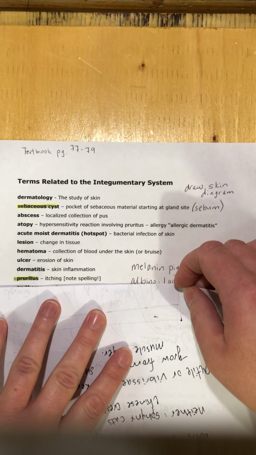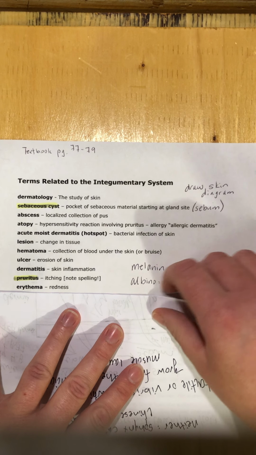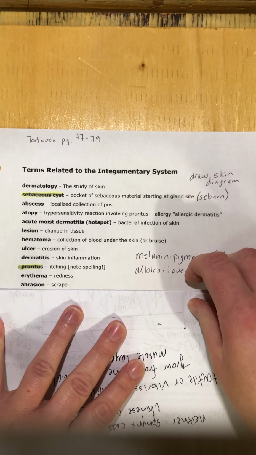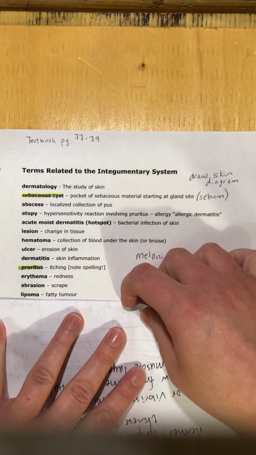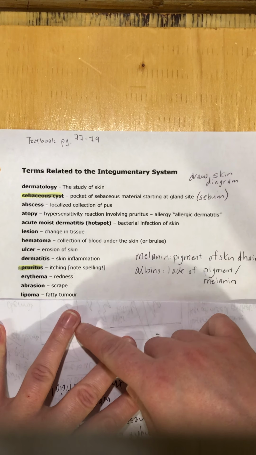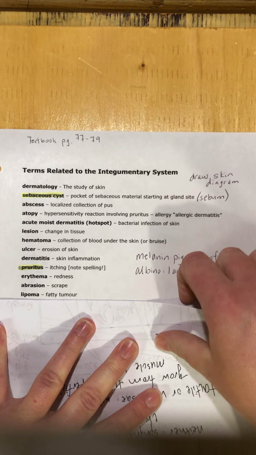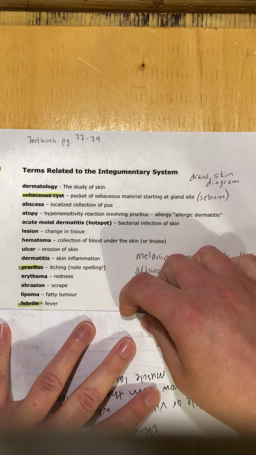Dermatitis, that's skin inflammation. We talked about pruritus already. Erythema means redness. An abrasion is a scrape. Think of elementary school: if you fell down in the playground, you'd have an abrasion, you'd skin your knee. A lipoma, so lip means fat and oma means tumor. It's a fatty tumor. Lots of dogs are really prone to having lipomas.